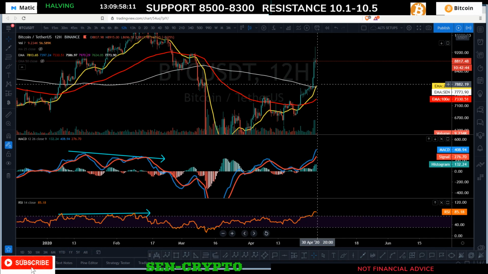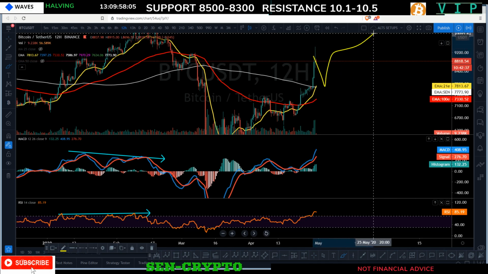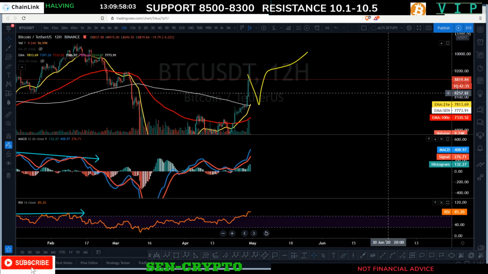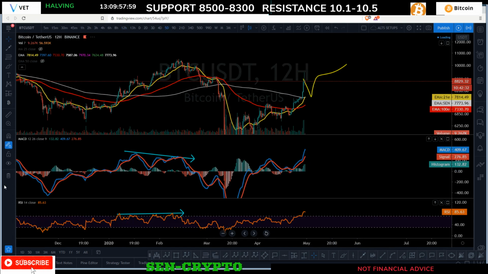Even if we get a rejection down to 8K, it doesn't mean much, because we can still go back up. You can still do this and then do that. So do not be too bearish, at least for the short term. So let's take a look at the 5-day.